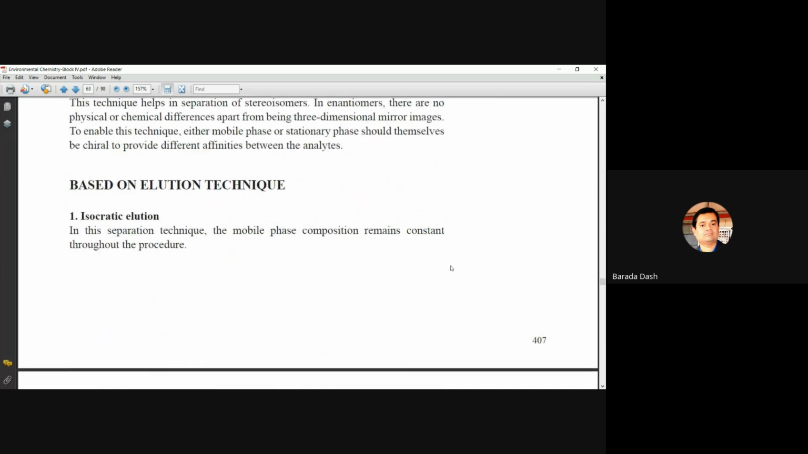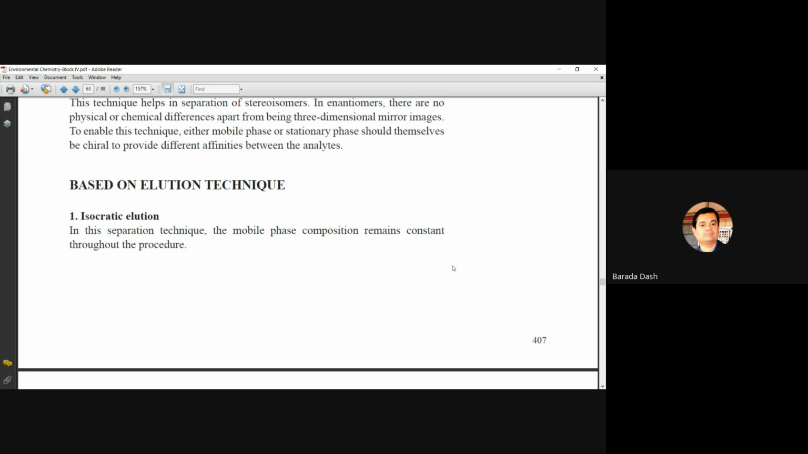So next, based on elution. Elution means what is eluted. Like one is mobile phase in chromatography. There is one mobile phase and one is moving phase, and one is mobile phase and stationary phase.